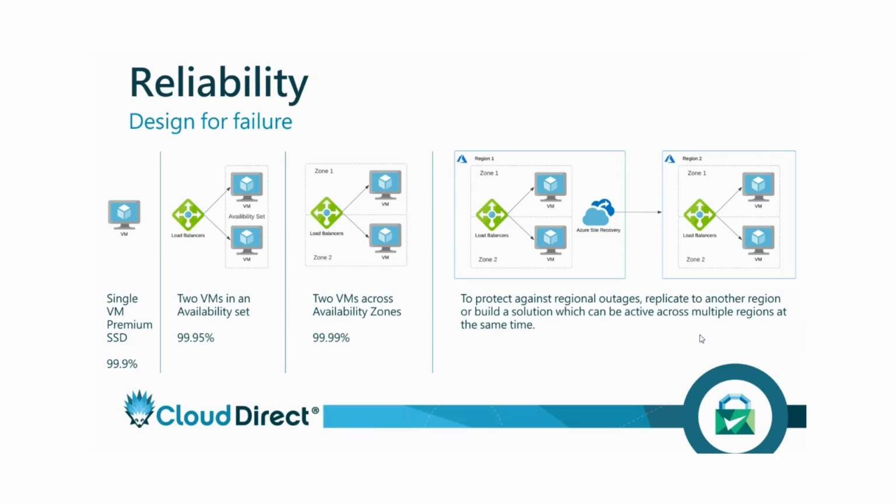An availability set is separate fault domains. A fault domain is a group of VMs that share a common power source and a network switch. By spreading VMs across fault domains, it limits the impact of that kind of physical hardware failure happening within that fault domain. Taking it one step further, 2 VMs across availability zones.